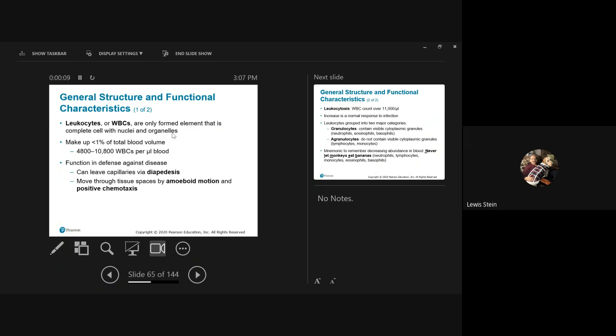White cells are the only really true cell of the formed elements because they're a cell. They're considerably less numerous. As you can see, there's about 1,000 times more red cells per microliter than there are white cells. So they're fairly easy to see.